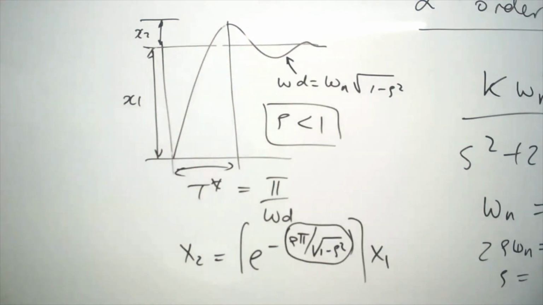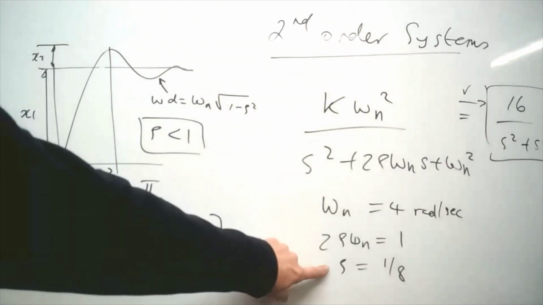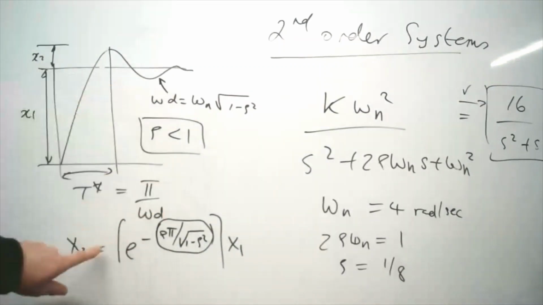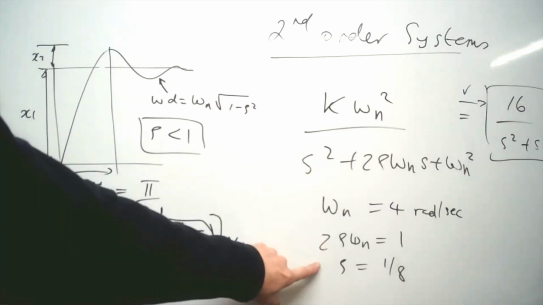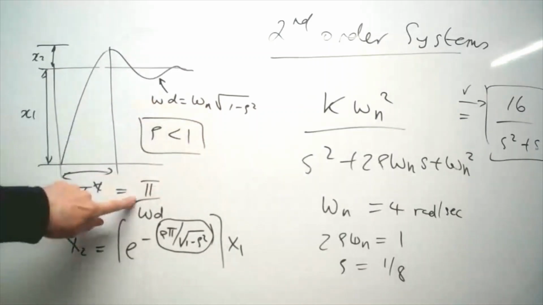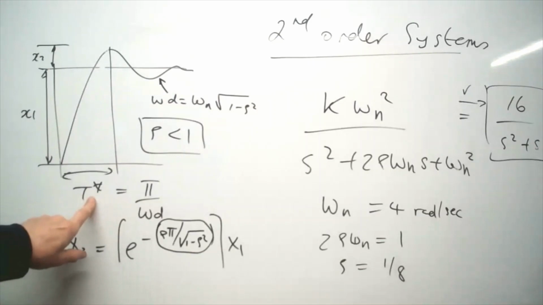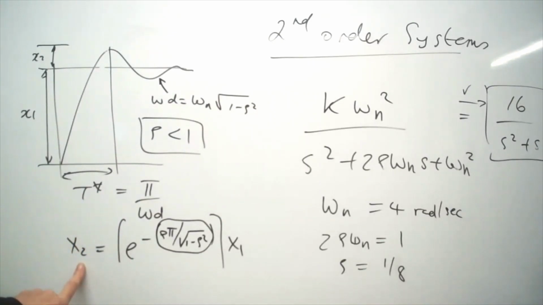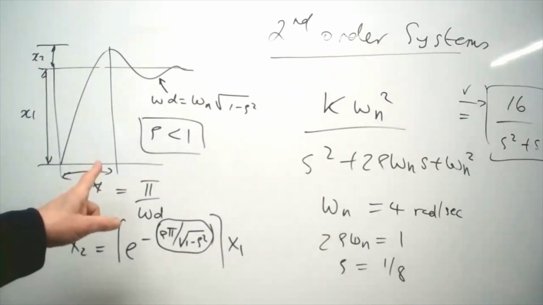Okay. And so when you've got values for omega n and zeta, I could ask you to work out any one of those numbers. Once you've got these two numbers, you could plug omega n as 4 and zeta as 1/8 into either that expression or that expression. So you could work out what omega d is, what t star is, or what x2 is, the overshoot. And I can ask you any one of those. But it's quite easy, isn't it? Once you've got these numbers, you just plug them into here.